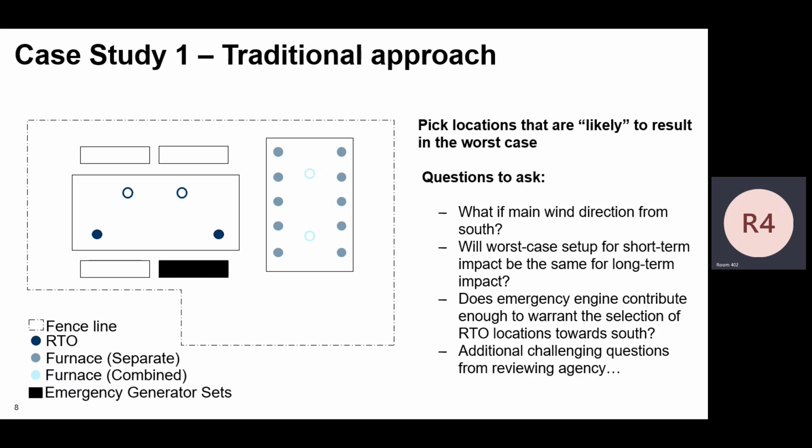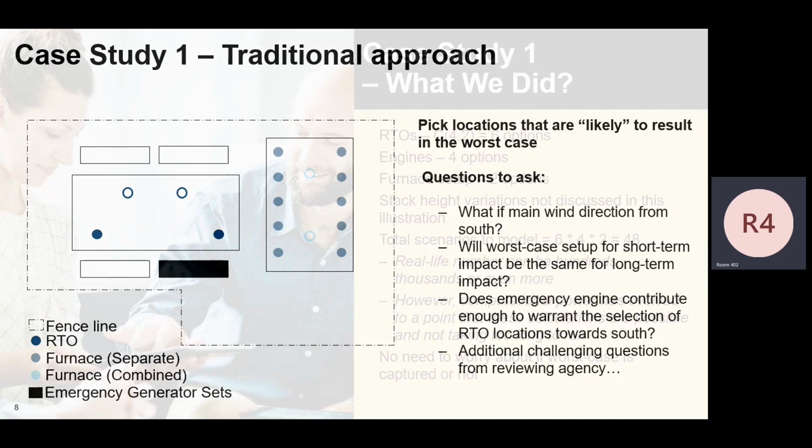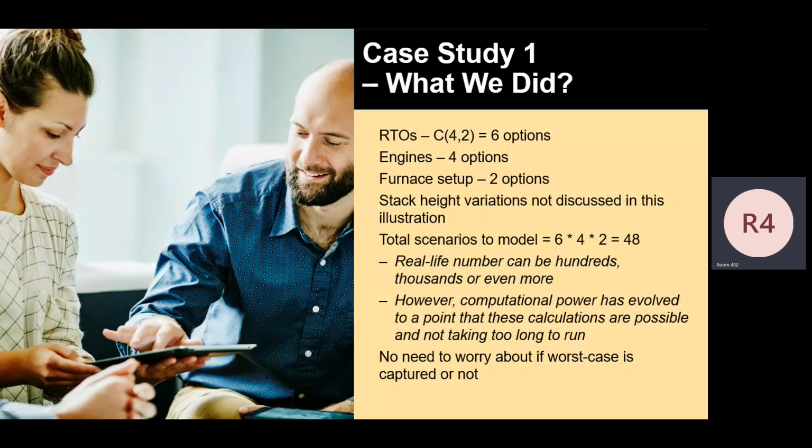There could be additional challenging questions from the reviewing agency. So what we did, we tried to cover all the possibilities. Of course, this is a simplified situation where we have 6 different options, 4 choose 2 of all the RTO selection. But I can tell you in reality, in the true project, we have more locations to pick. So it's going to be like C10 plus C10 choose 2.